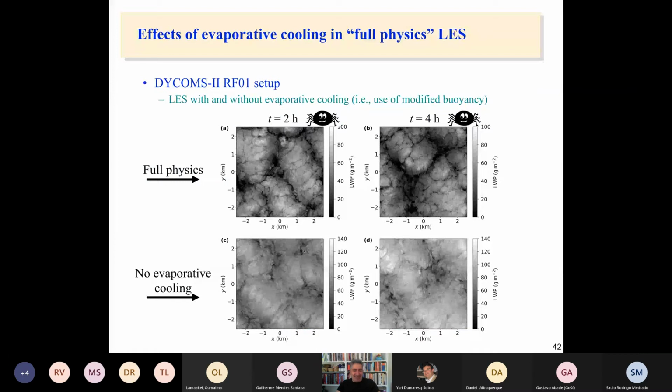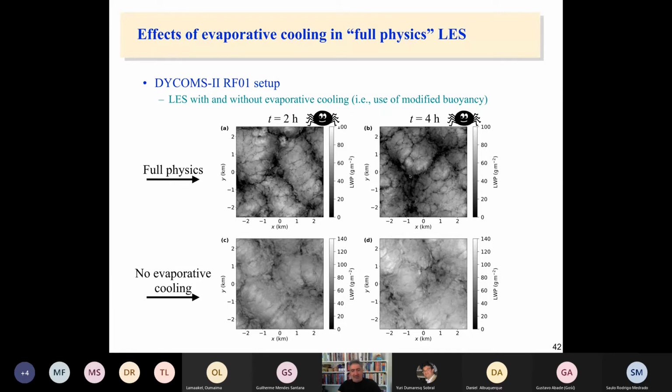You cannot do this in the real atmosphere, of course. So this is what I'm showing here. These plots are plots of the integrated liquid in the cloud. So this is a horizontal plot, basically. This is XY, and the scale here is the integral of the liquid with respect to height.